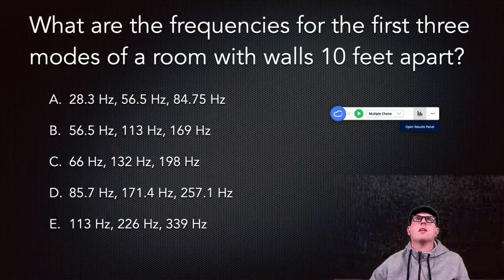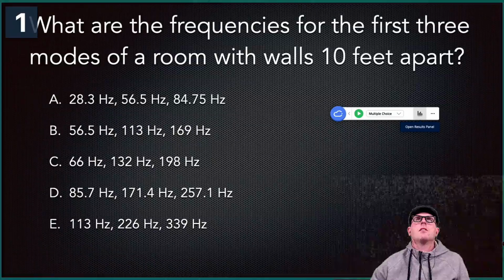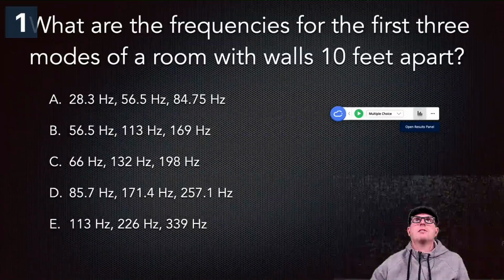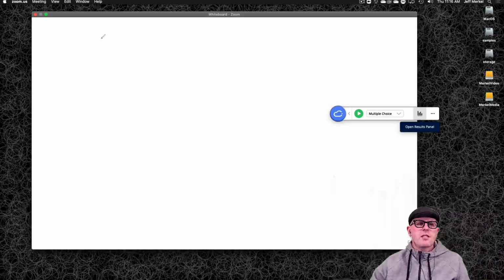I'll do it with the whiteboard. I'm going to have to do it with crappy handwriting, so I apologize, but that's the way it goes. The way this is going to go is I always start with V equals F times lambda. The reason I start with this one is that it's easiest for me to remember in this form, and I'm solving for F. So F equals V over lambda, and lambda we know is 2L.